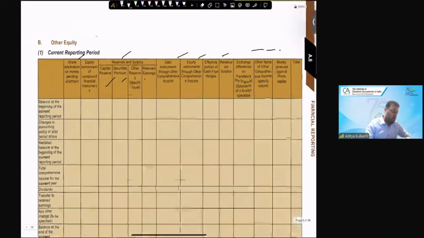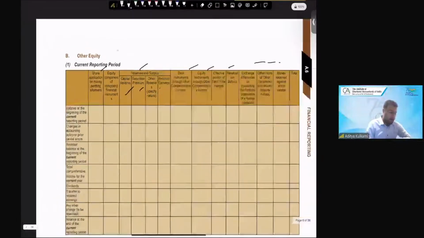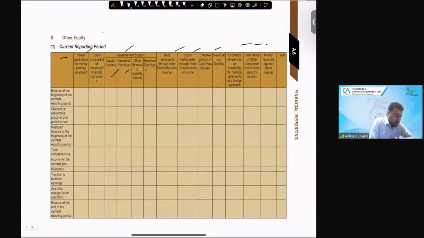Okay. So what are you having? You are having your categories of reserves coming on the headers. Share application money pending allotment, equity component of compound financial instruments. Reserves and surplus, you have capital reserve, securities premium, others, retained earnings. Debt instruments through OCI, equity instruments through OCI. You take all these movements, you remember?